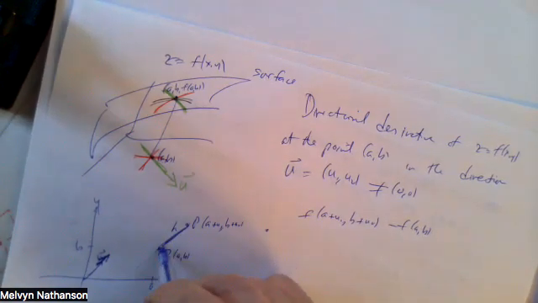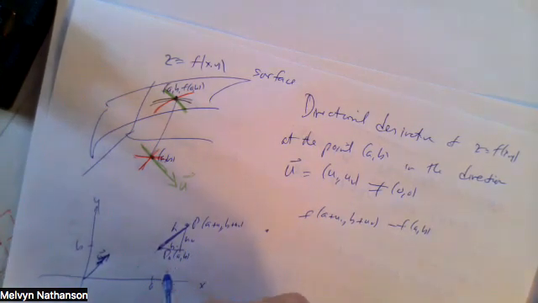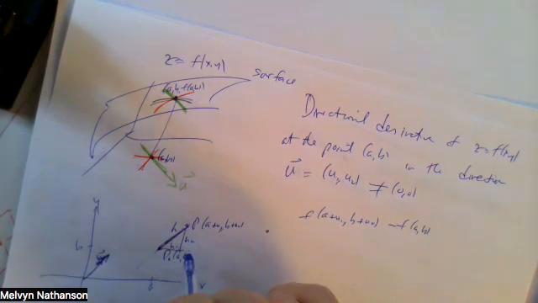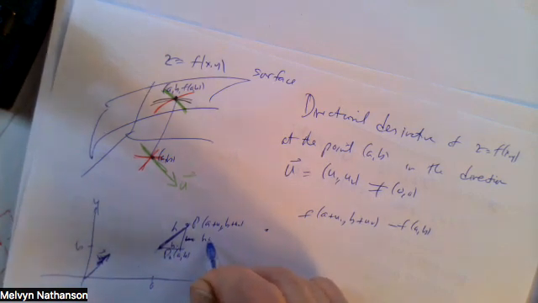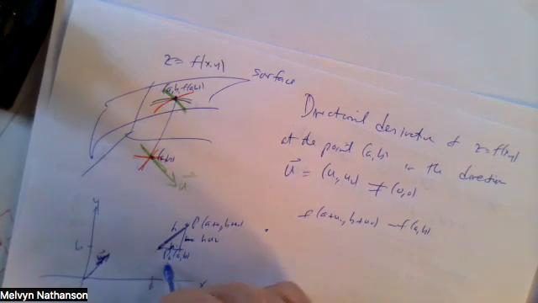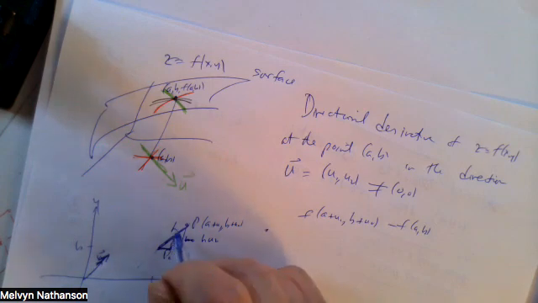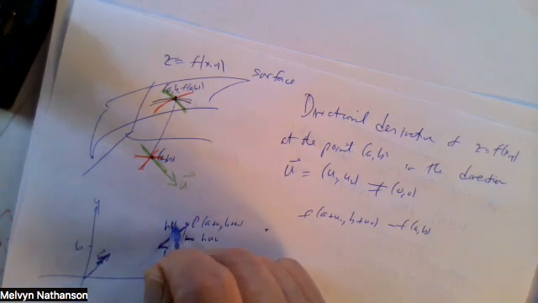And let's say this distance is h from here to here. And if you decompose that into its components, this is really going to be h times u2, and this horizontal distance is h u1.